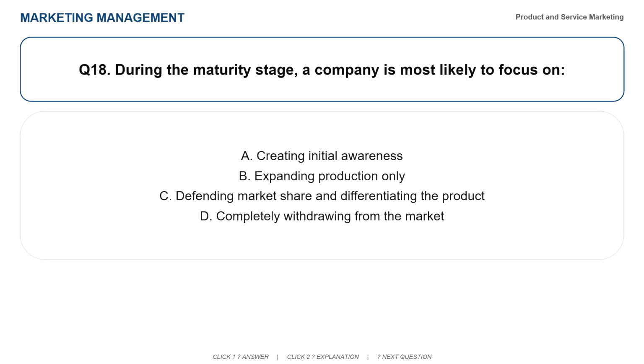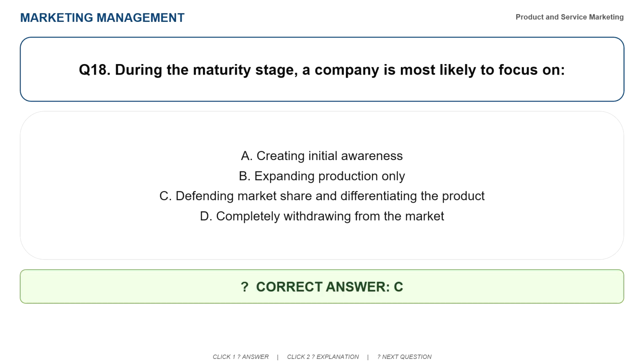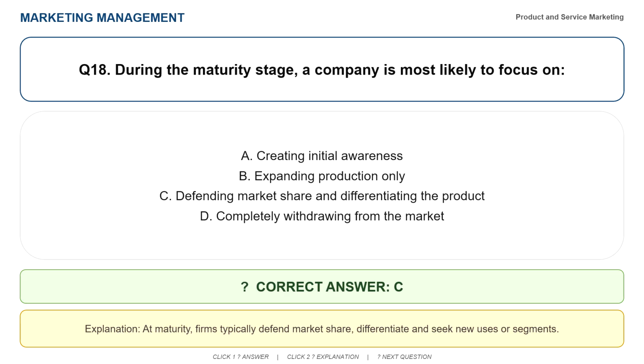Option B, expanding production only. Option C, defending market share and differentiating the product. Option D, completely withdrawing from the market. The correct answer is C. Explanation. At maturity, firms typically defend market share, differentiate and seek new uses or segments.